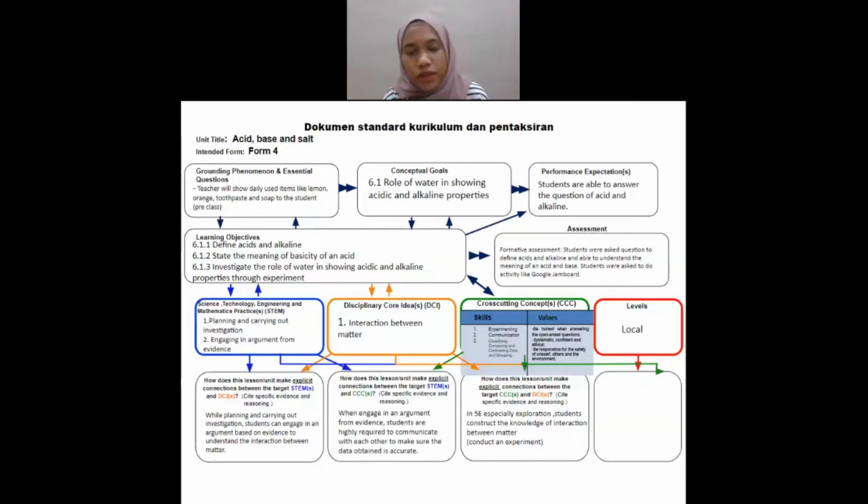As for the assessment, we use formative assessment only. Students will be asked questions to define acid and alkaline and to understand the meaning of acid and base. A formative assessment activity that we did is Google Jamboard, so students could give their thoughts about the lesson.